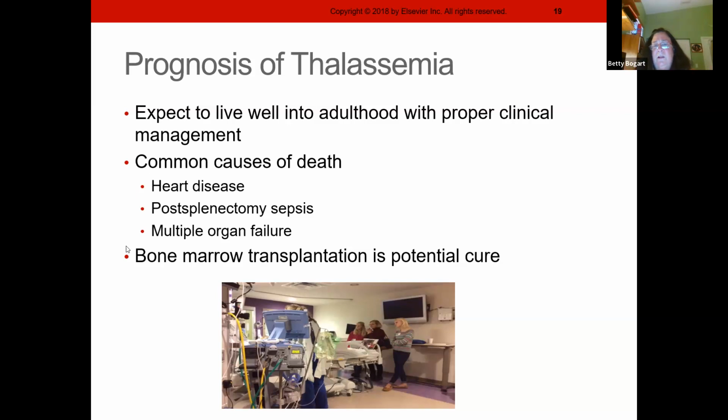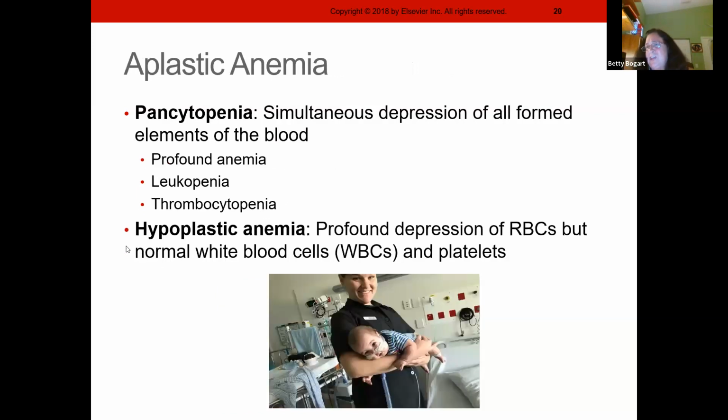Many times, because we don't want their own body to produce cells because they're non-functional, they don't work, they take the spleen out, and that can help. But again, they're immunosuppressed, and many of them get sepsis postoperatively, which can cause multi-organ failure too. They're saying maybe a bone marrow transplantation is a potential cure, but again, they don't know for sure, really. There's still a lot of investigation going on.